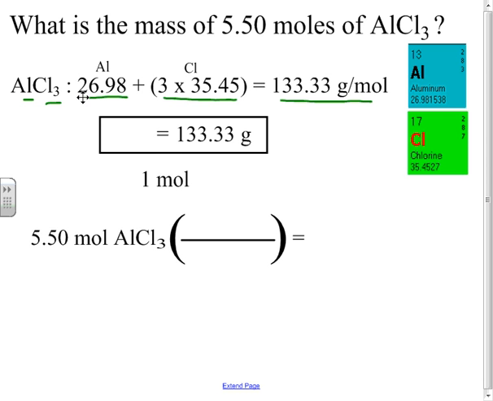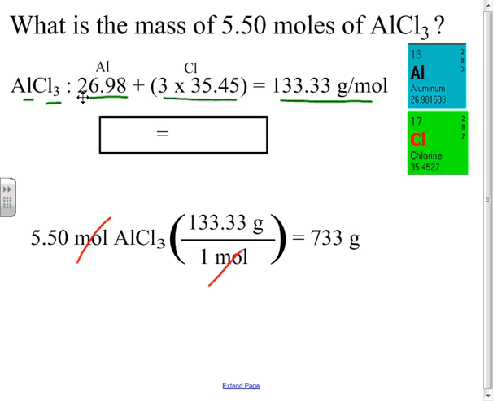And if I want to convert from moles to grams, now I want the molar mass on top. So moles and moles are going to cancel. And so if 1 mole is 133.33 grams, 5.5 moles can be 5.5 times as much. Multiplying through, rounding to 3 significant figures, gives me 733 grams. So that's an example of converting moles to grams.